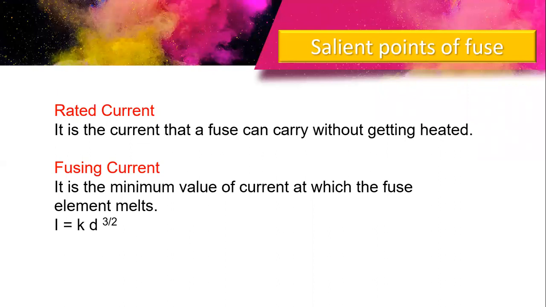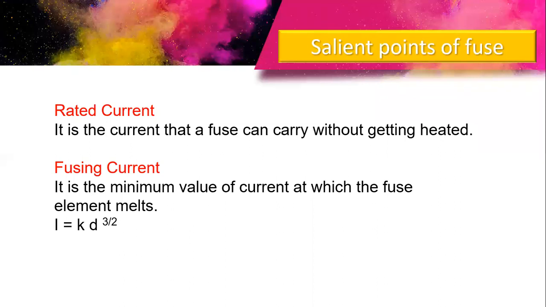The fusing current I is equal to K into d to the power of 3 by 2. What is K? What is D? K is the constant of the fuse element. So that is used based on the fusing element. The fusing element may be aluminum, copper, silver, or any type of conductive material.